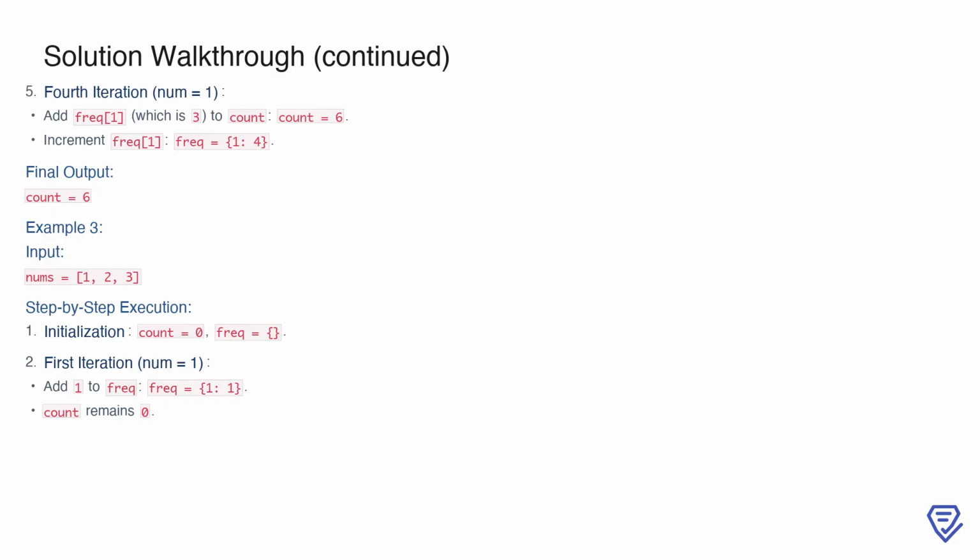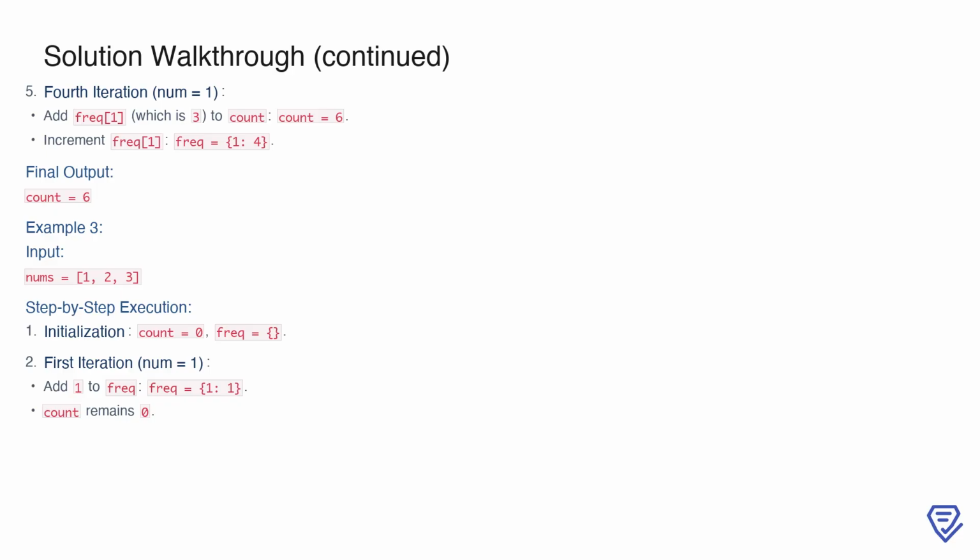We then increment the frequency of 1 in frequency to 4. At the end of all iterations, the final value of count is 6, which is the number of good pairs in this example. Now, consider the input nums equals [1, 2, 3].